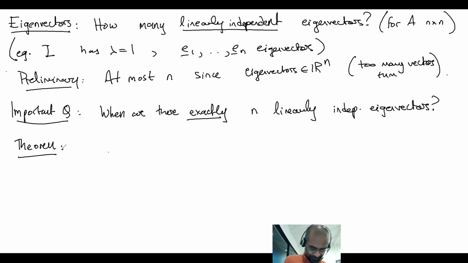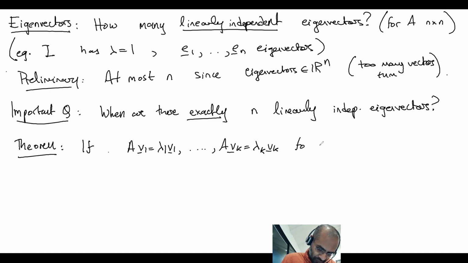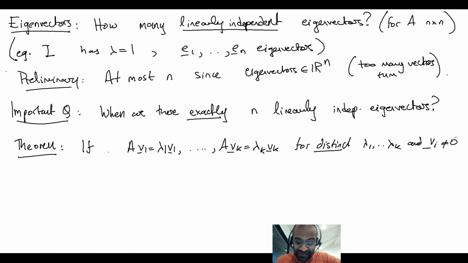So here's a theorem. The theorem says if you take eigenvectors that come from different eigenvalues, they're always linearly independent. Okay, so if A v1 equals lambda 1 v1 all the way up to A vk equals lambda k vk for distinct lambda 1 through lambda k, and these vi are not equal to 0. So if you have eigenvectors corresponding to distinct eigenvalues, then they must be linearly independent.